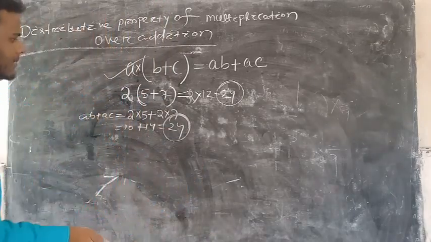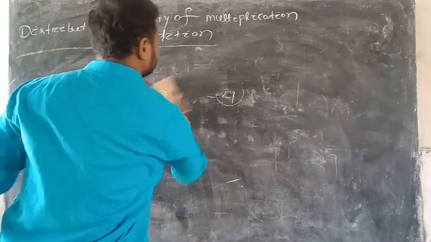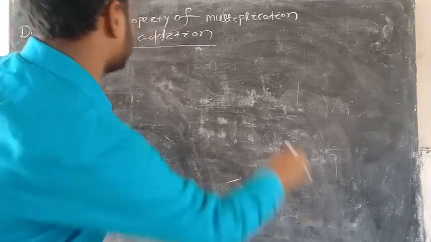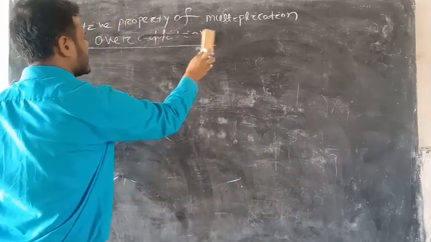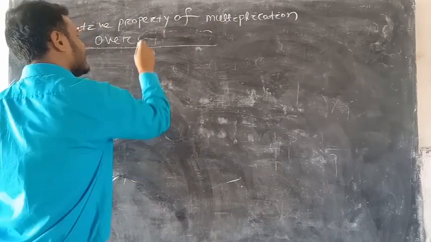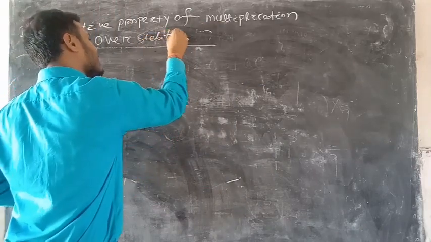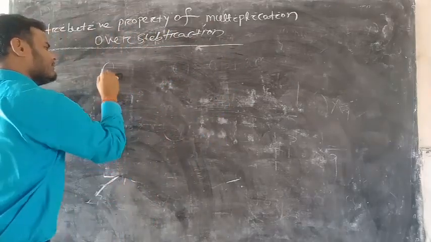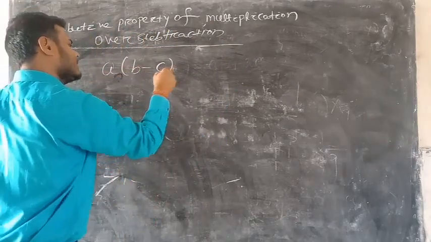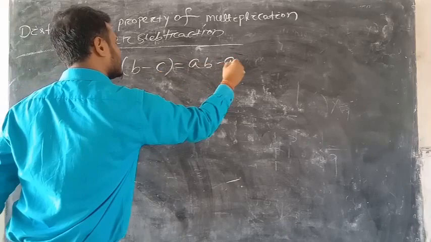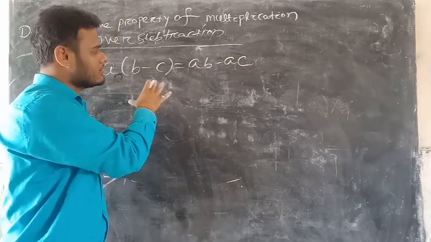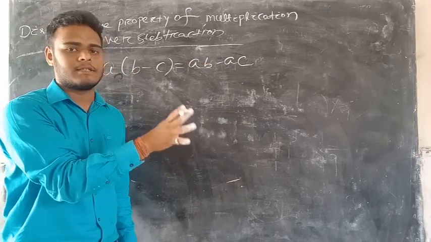So the second property, that is distributive property of multiplication over subtraction. In addition, just write subtraction. Here also a into b minus c is equal to ab minus ac. If you put an example and solve, then you also will get the same result as LHS is equal to RHS.